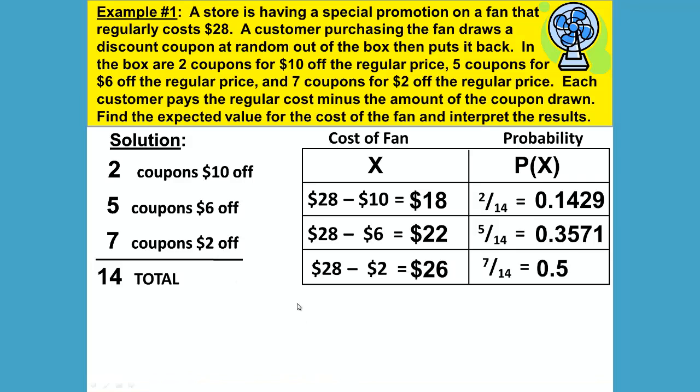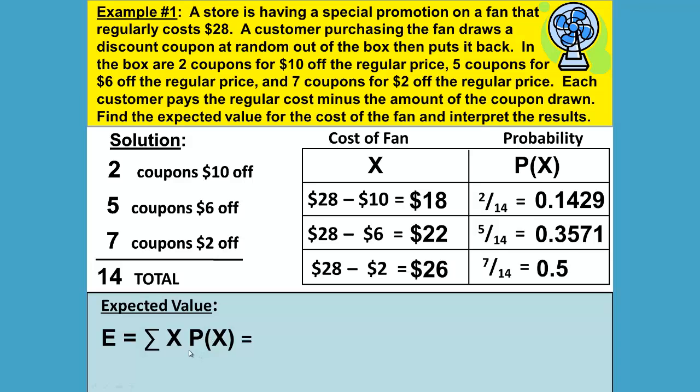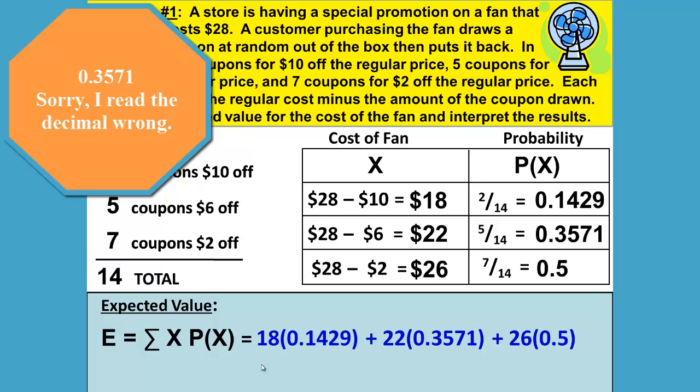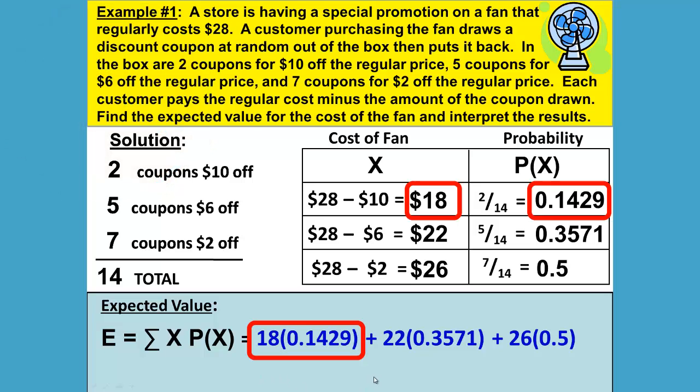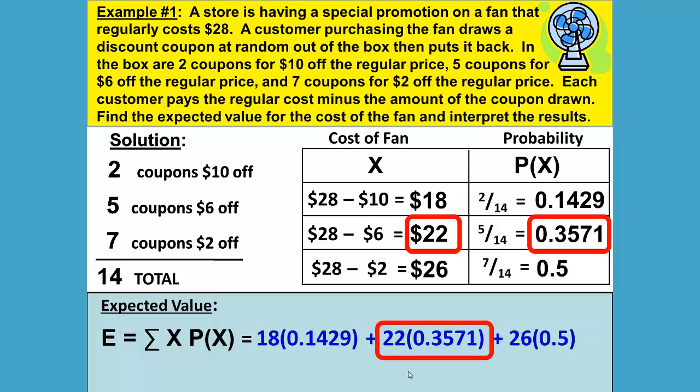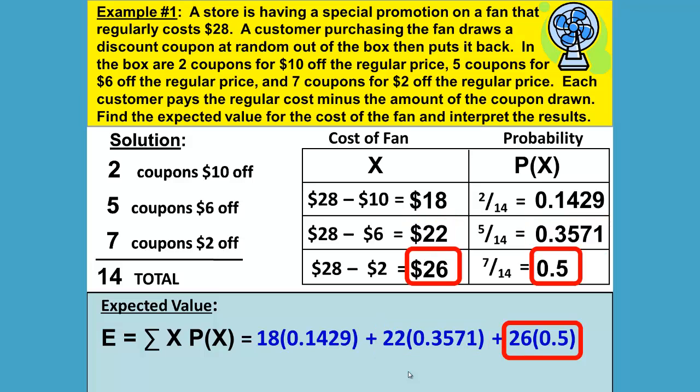But anyway, this completes the probability distribution for the cost of the fan, and we have it organized so we can now compute the expected value. We could use another column in our table to do this, but since we only have 3 rows, it is just as easy to multiply and add these values by writing them down, since we're taking the sum of x times p of x. That would give us 18 times 0.1429 plus 22 times 0.3571 plus 26 times 0.5. We're multiplying the 18 times its probability, because 14.29% of the time we get an 18, and 35.71% of the time we get a 22, and 50% of the time we get a 26.